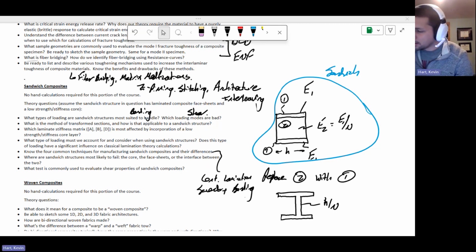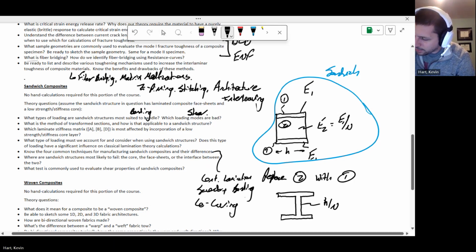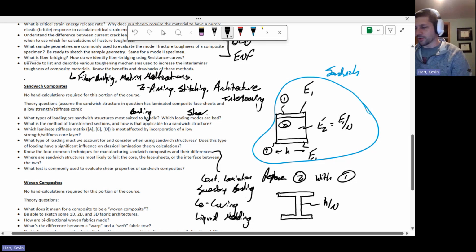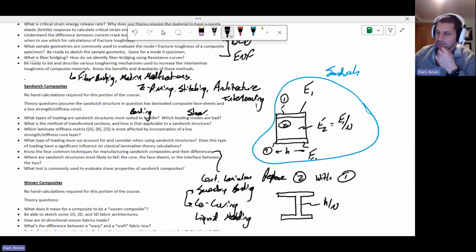Okay. Continuous lamination, secondary bonding, co-curing, and liquid molding. Okay, so transfer molding, liquid molding, secondary bonding, co-curing. These two are kind of related. But yeah, these are the four we talked about in class. Continuous lamination is what it sounds like. It's almost like pultrusion. Secondary bonding, co-curing.